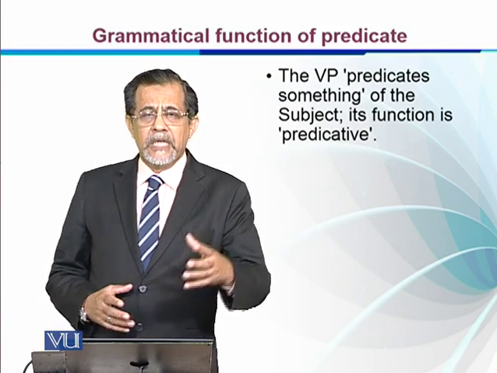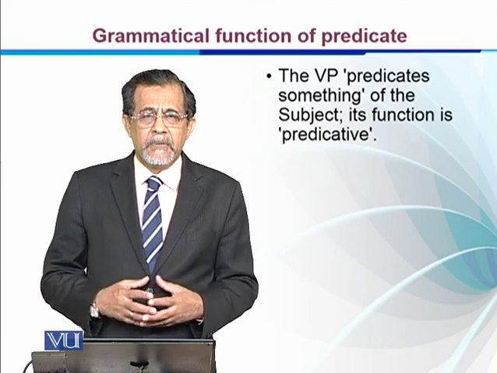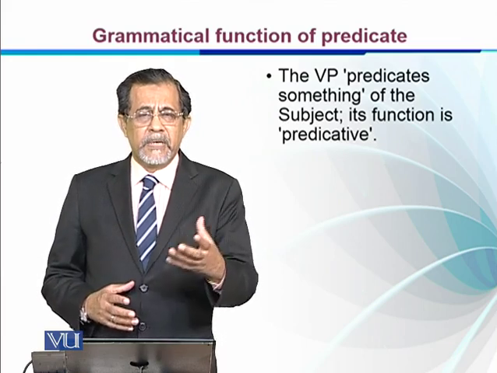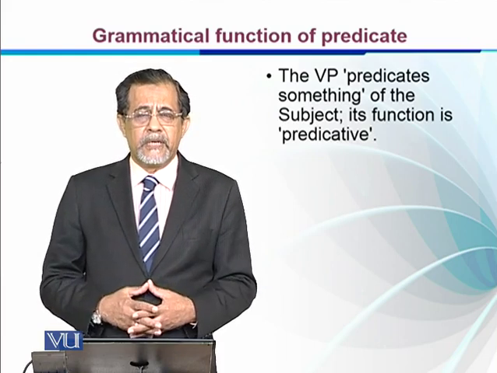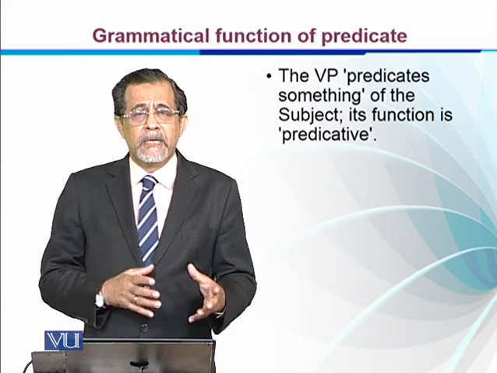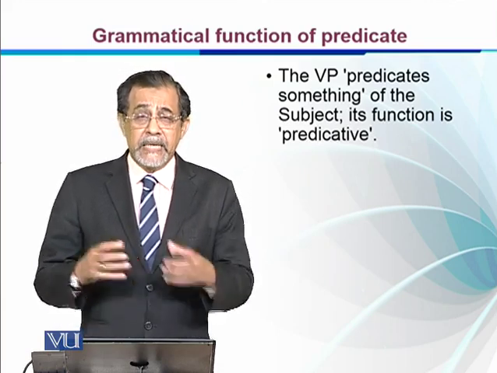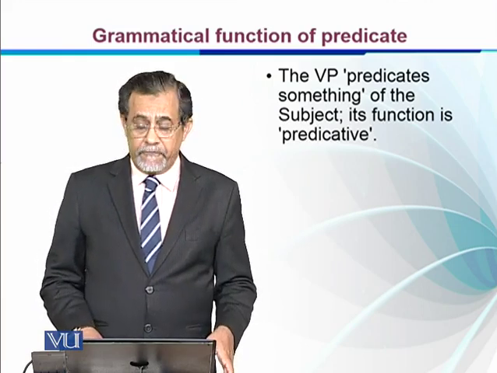Generally, when we are dealing with traditional grammar, we say that when we make a sentence, we name some person, place, or thing that is the subject of the sentence, and then we say something about the subject, that is the predicate. So the predicate has a predicative function. It gives information about the noun phrase.